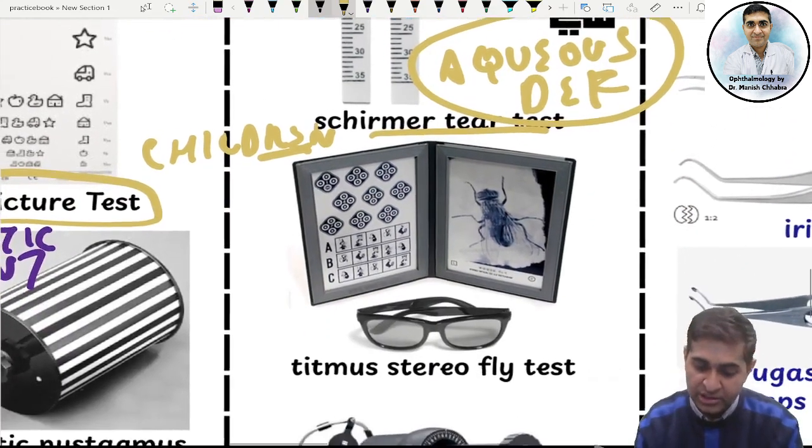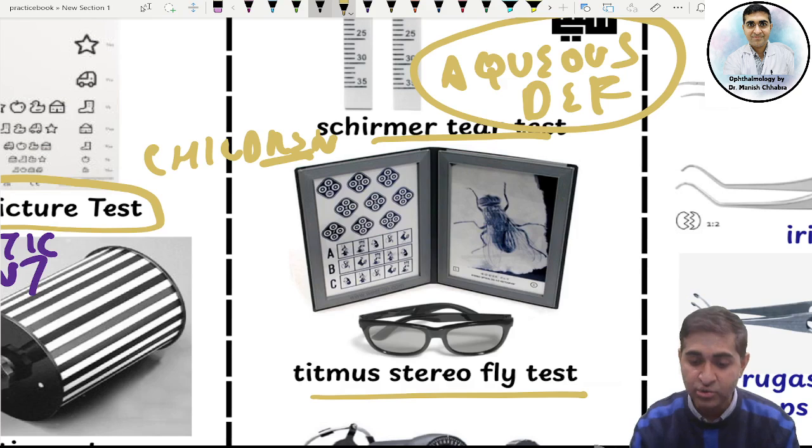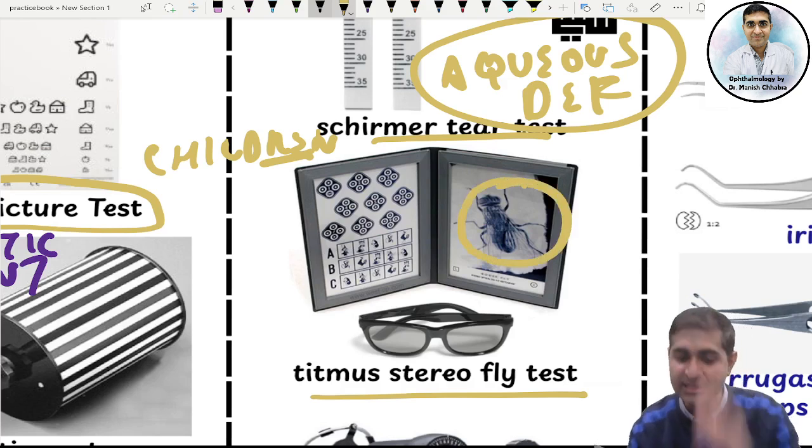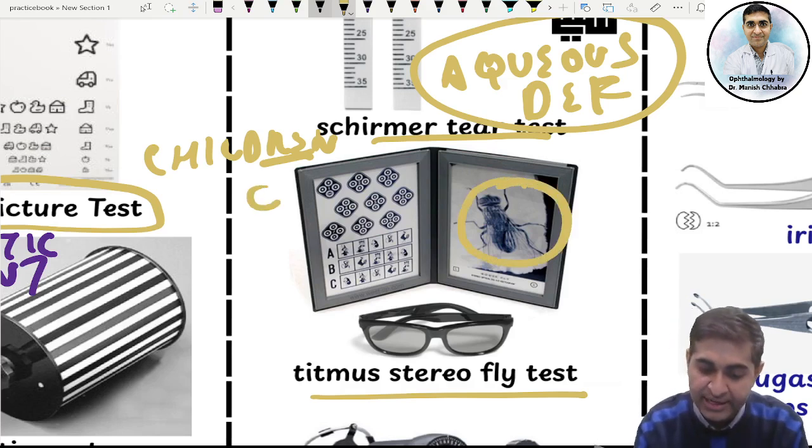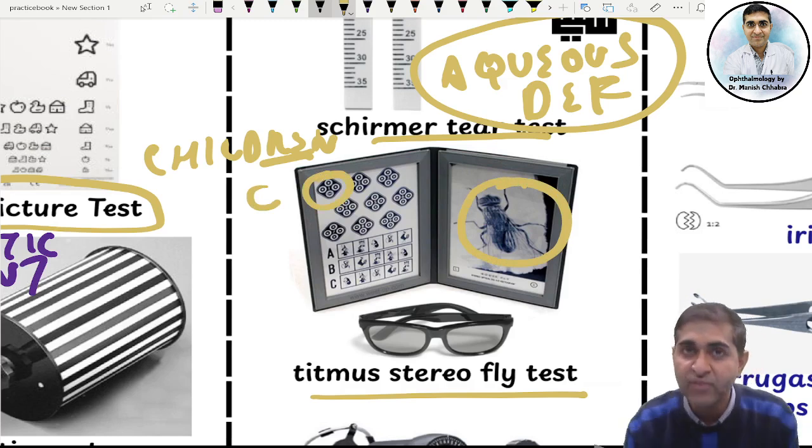Okay. Now this is your stereo test. So this is your Titmus fly test, asked in your INI CET exam. This is your circle test. There are circles. So Titmus fly test.